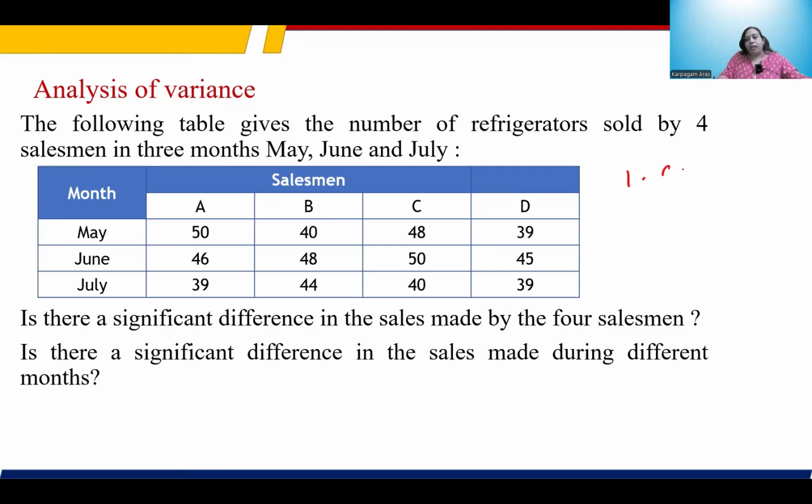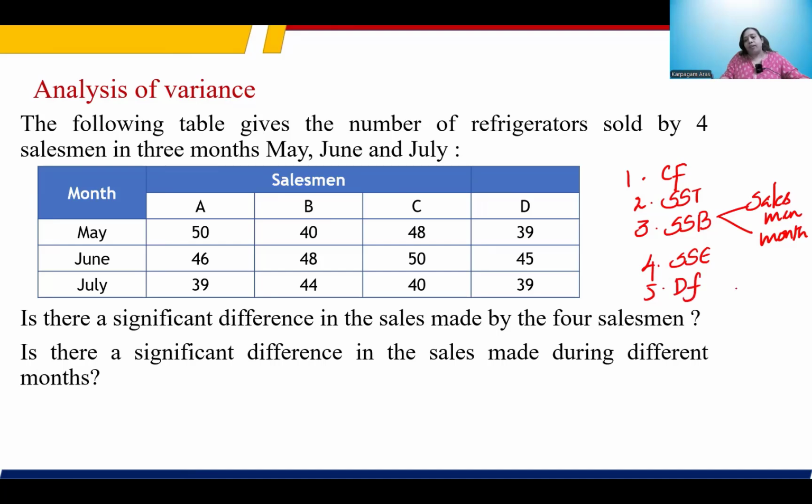First, we will perform the correction factor. Soon after that, we will perform the total sum of squares. Third step is to find the sum of squares between the columns. In this case, we are going to have it for the salesman and then for the month. Based on this, we will calculate SSE, finally the degrees of freedom, and then to top it off, we will perform the F-test.